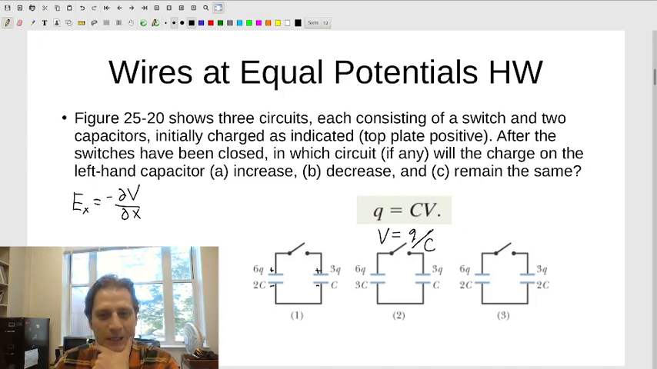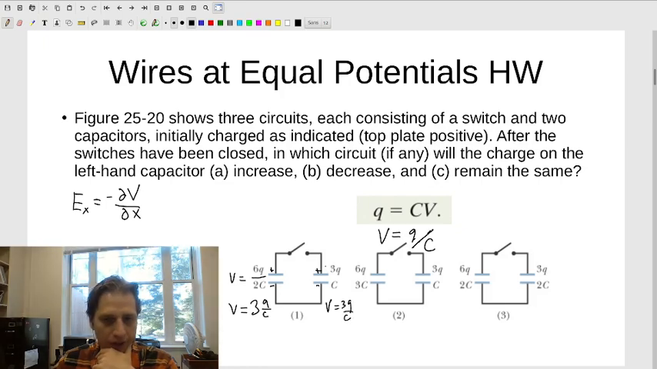Okay, so V equals Q over C. My Q over C here is going to be 6Q divided by 2C. There's my V, and so my V is going to be 3Q over C. On the other hand, here I am also going to have V equals 3Q over C. That's my potential difference across these. This wire is already connected, so that one doesn't have any chance to change.